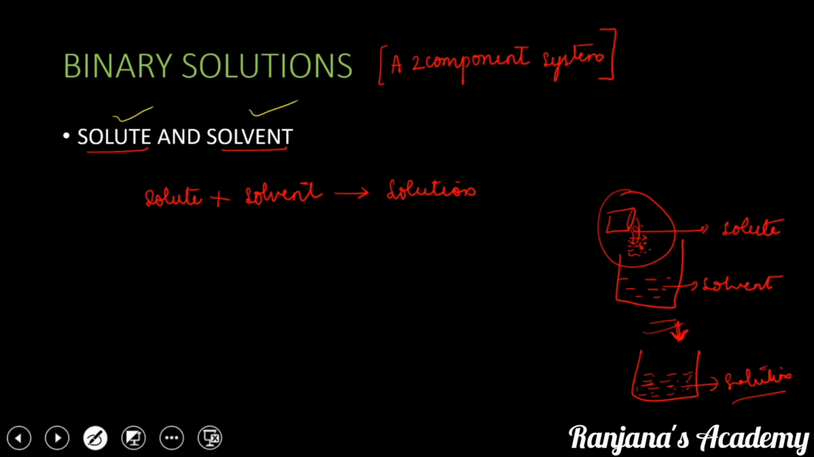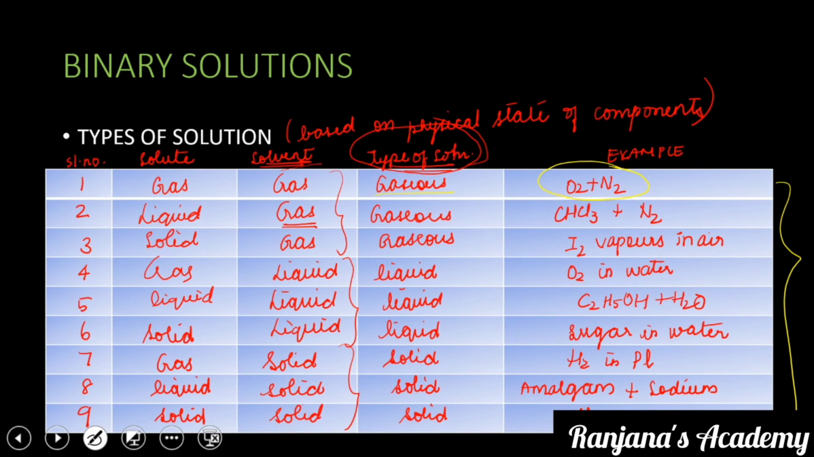What is a binary solution? A binary solution is where you have two components, or it is called a two component system, where you have a solute and a solvent. So when solute is added to solvent, you get the solution. Now let us understand the types of solutions.